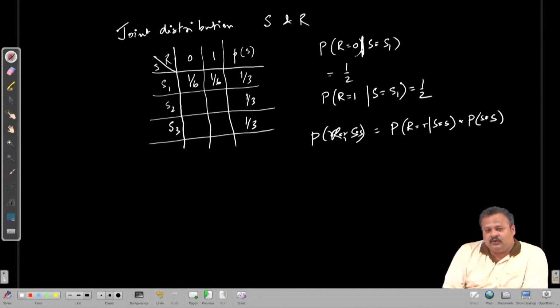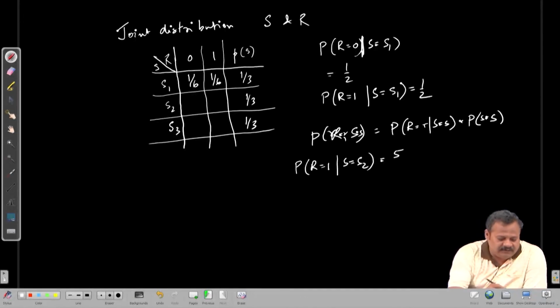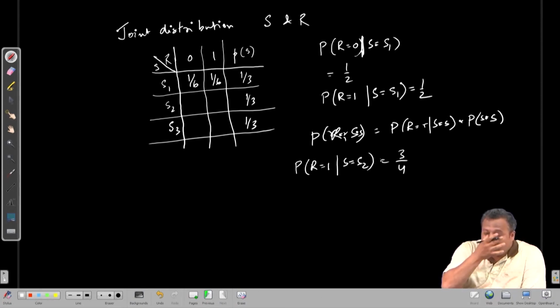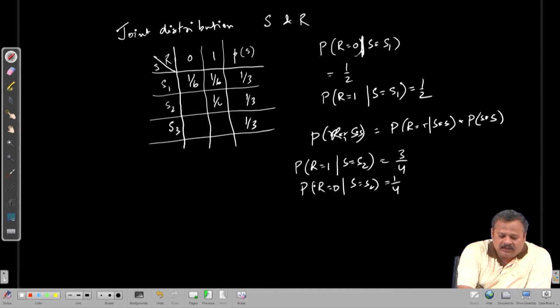Let us say when stimulus S2 occurs, mostly it produces a spike. That is, let us say the probability of R equals 1 given S equals S2 is 3/4, 75% of the time it produces a spike. And then obviously the probability of R equals 0 given S equals S2 is 1/4. So, again multiplying by the probability of S equals S2, we have 1/4 here and 1/12 here.